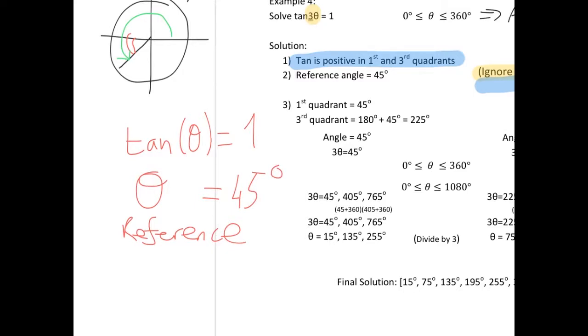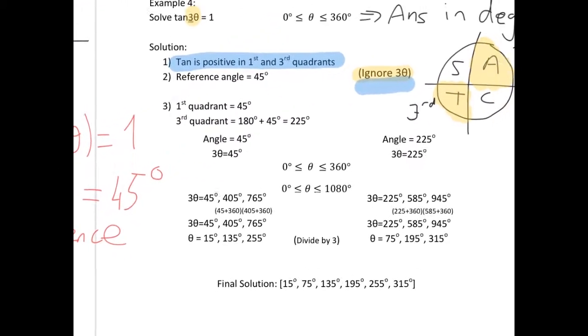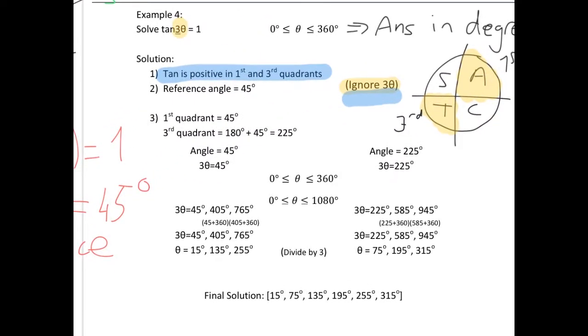So then, just as before, once we know our reference angle is 45 degrees, we have to work out what our actual value of theta is in each of our two quadrants. So in the first quadrant, we don't need to do anything. Our angle is just going to be 45 degrees. And in the third quadrant, our angle is 180 degrees plus our 45, which gives an answer of 225 degrees.